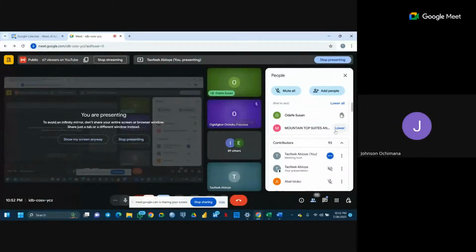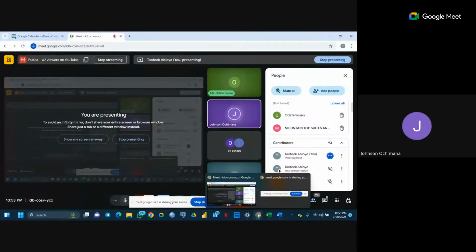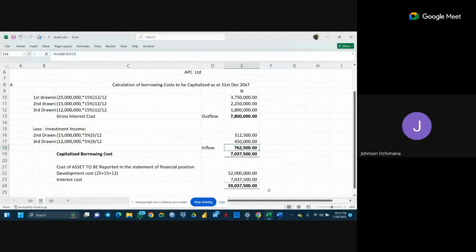Hello, sir. Hello, yeah, I'm with you. Sir, where I'm a little bit confused is about the money that was borrowed. From the calculation, the borrowing institution gave 55 million, and they were able to use 52 million. Is it that they are not going to account for the remaining 3 million? Definitely, we account for it.